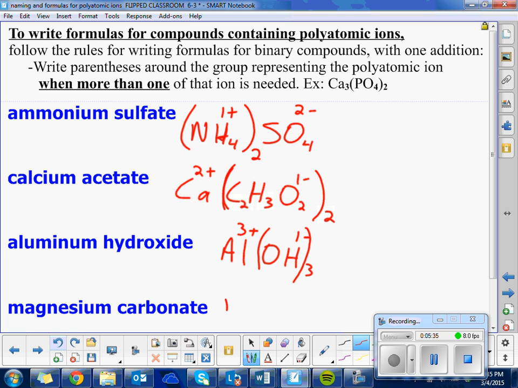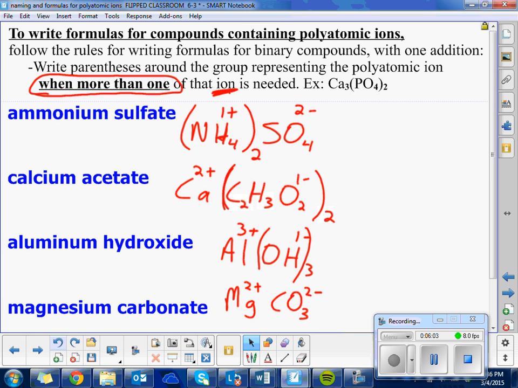Last one here, magnesium carbonate. Magnesium is a 2 plus. Carbonate is a CO3 and it is a 2 minus. I don't have to cross them because they're both 2s. They cancel each other out. So I do not need parentheses. Again, I only need parentheses when more than 1 of the polyatomic ion is needed. If there's only 1, I do not need any parentheses.